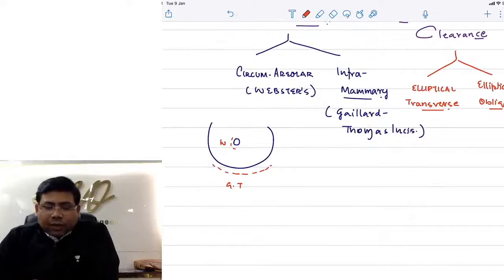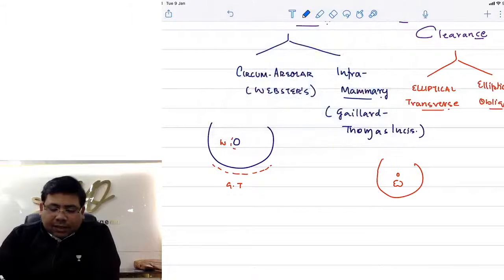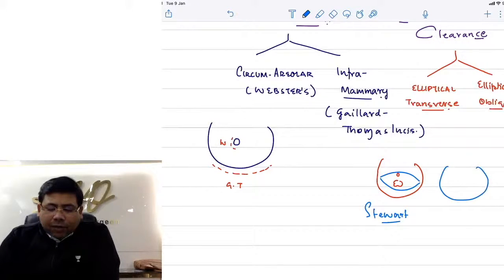One very important thing that you all have to understand is what is elliptical transverse. Suppose this is the mass and this is the elliptical transverse incision. This is also known as a Stewart incision. And what is elliptical oblique? For upper quadrant tumors, we might make an incision like this. This is what is known as the elliptical oblique incision.